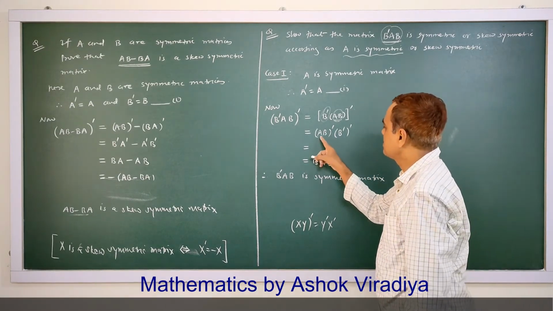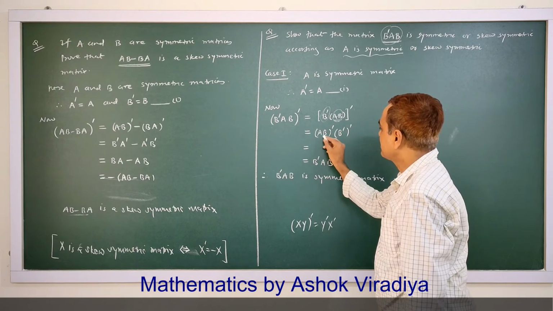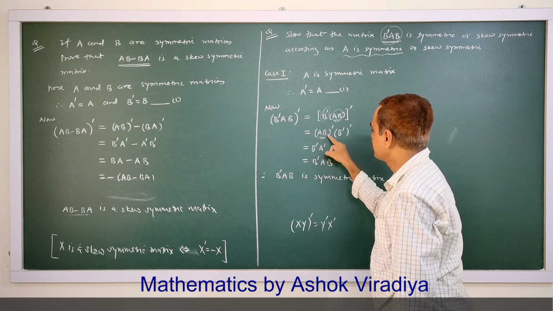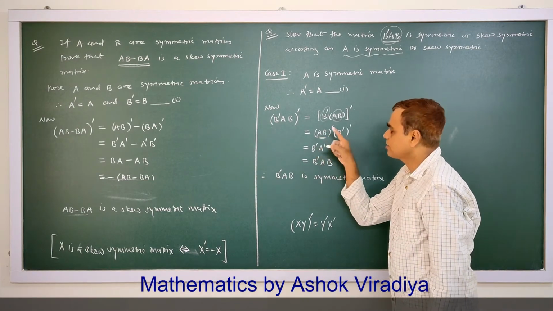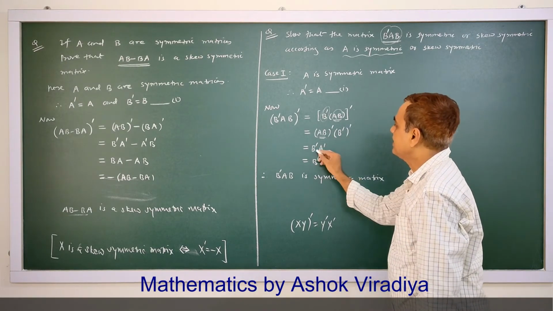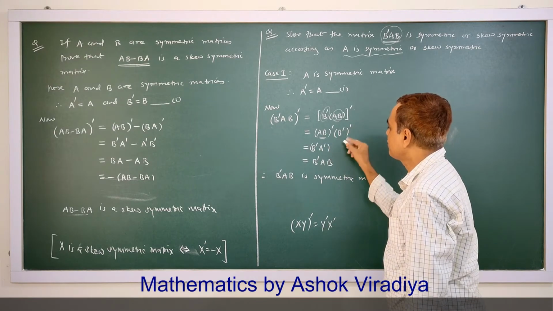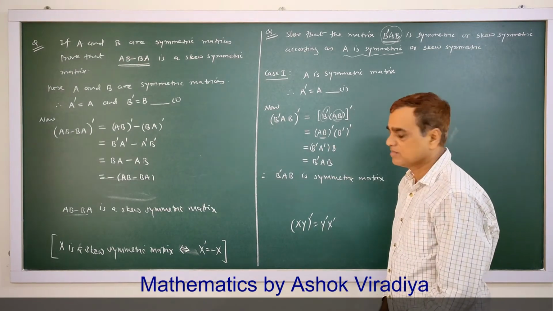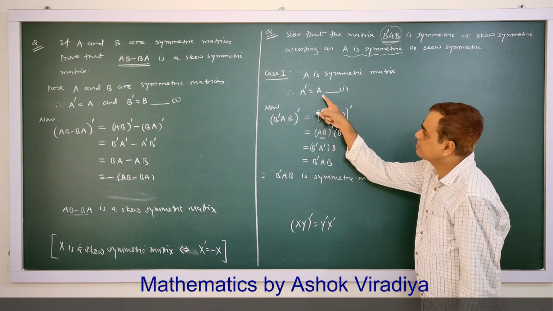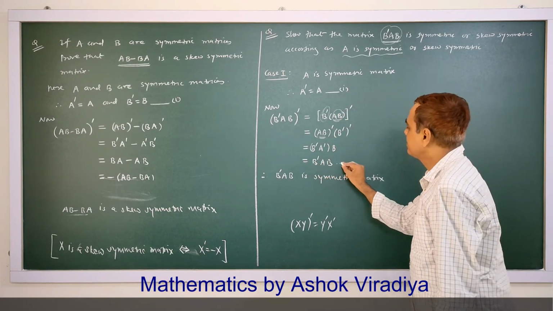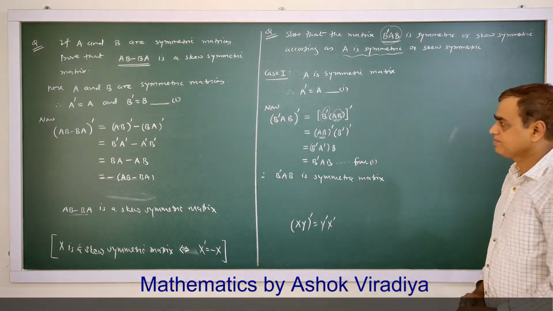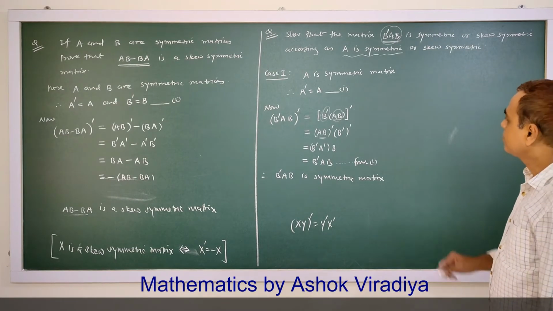Now this is (AB) transpose. That is again, using the property, B dash into A dash. The transpose of AB is B transpose into A transpose, and transpose of transpose is B itself. Now look, A dash is equal to A because from 1, A dash is A. So the result is true. Now case 2.